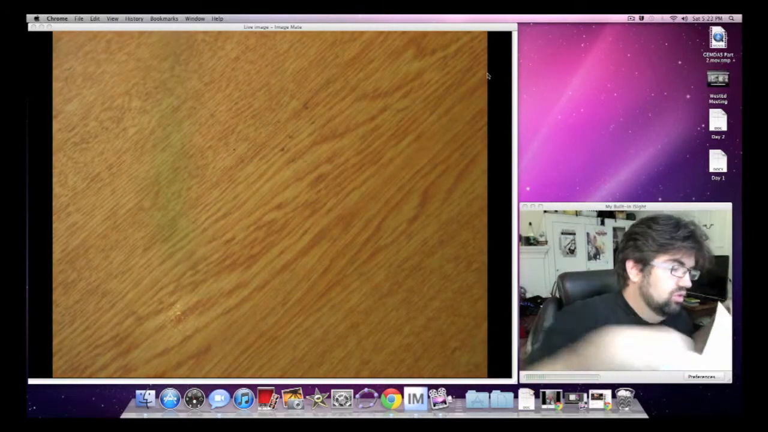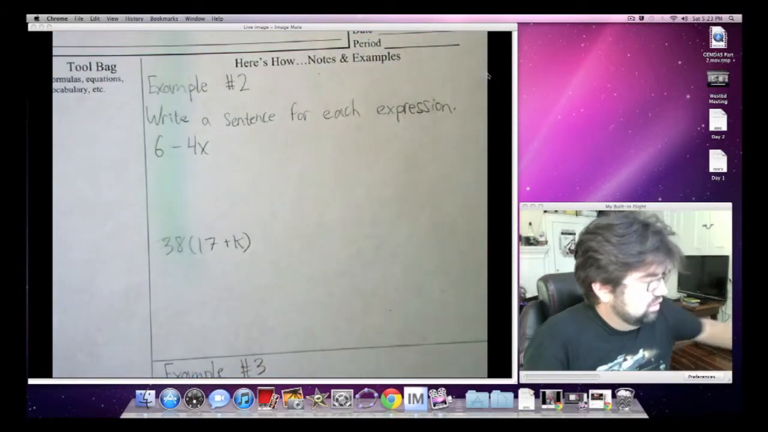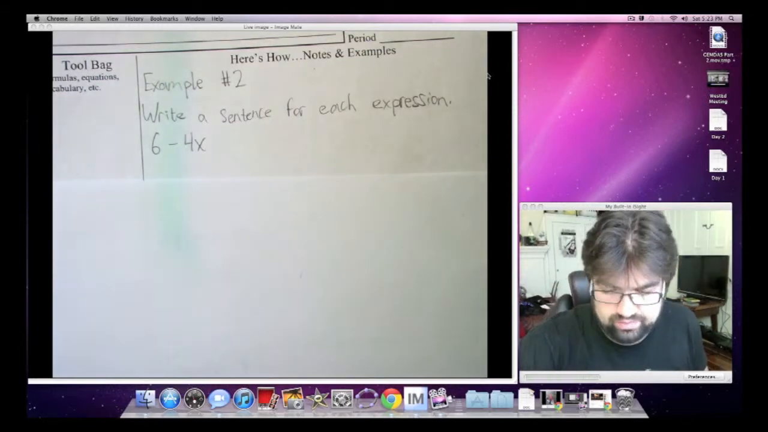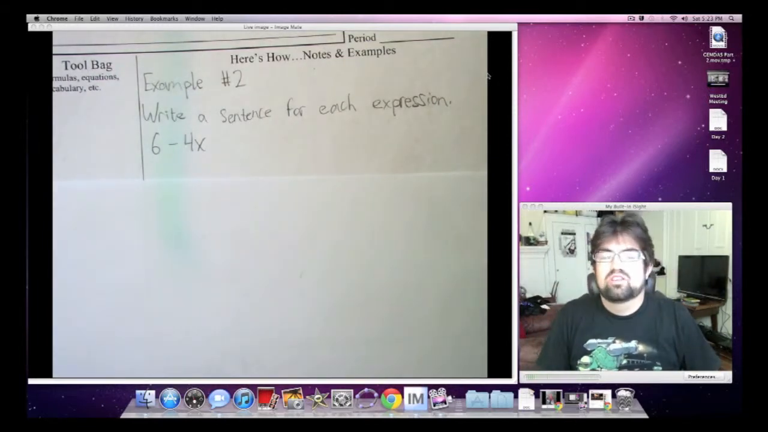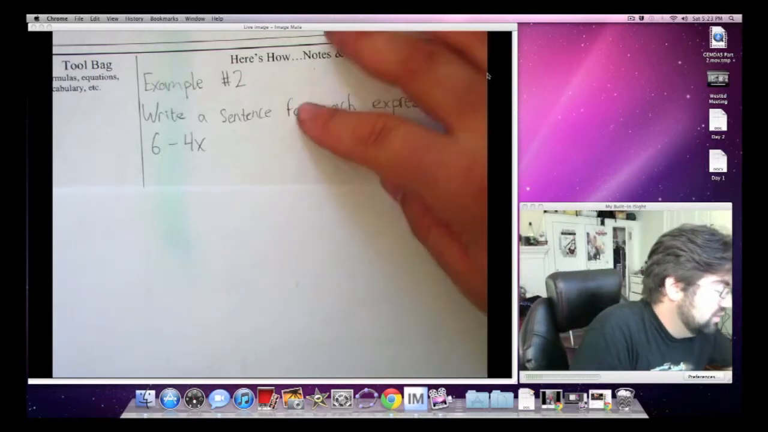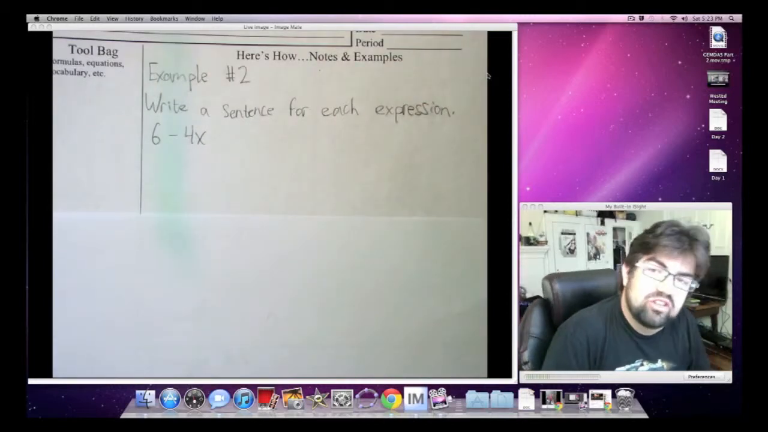Let's do two more examples. Let's do another example over here. Okay. Now we're going to write a sentence. And there's more than one way of writing a sentence, however you want to write it. This part, you've definitely got some creative ingenuity that you can come up with. So, let's see. We're going to write a sentence for each expression.